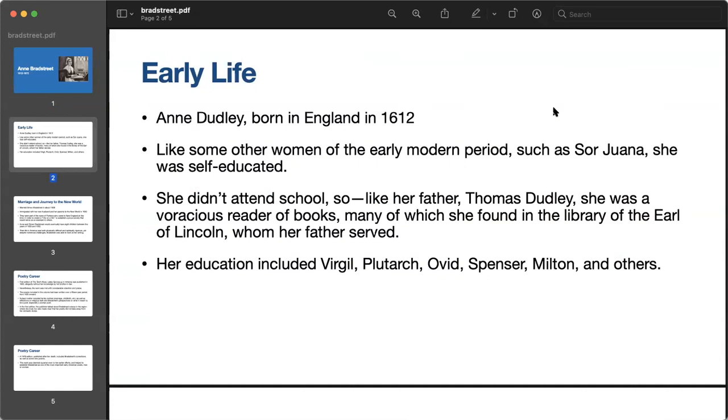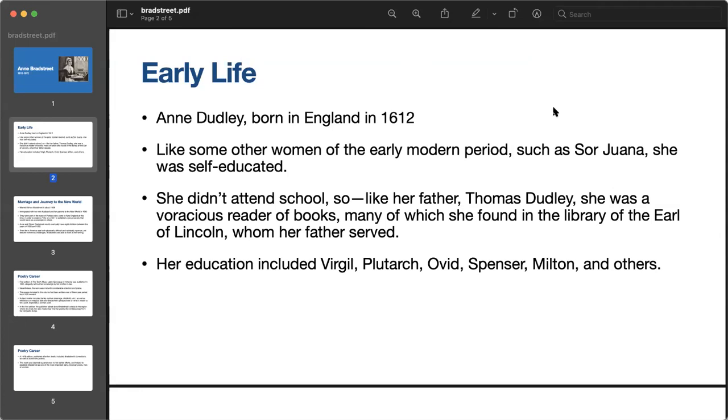So she was born Anne Dudley in 1612. So we're talking really the post-Elizabethan period around the time of the reign of King James. This period that you were reading about in your West in the World reading for this week. And like some other women of the early modern period, you can recall Sor Juana educating herself, right, reading the books that she found at hand when she was a child. For Sor Juana, that was the books she found on her grandfather's estate.